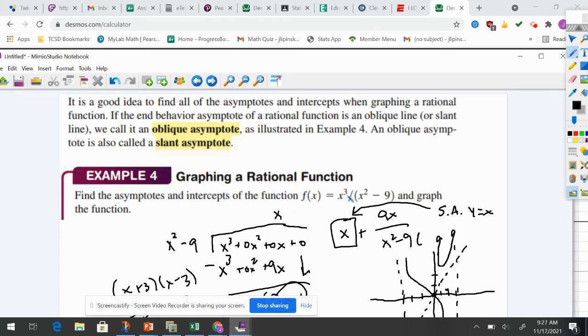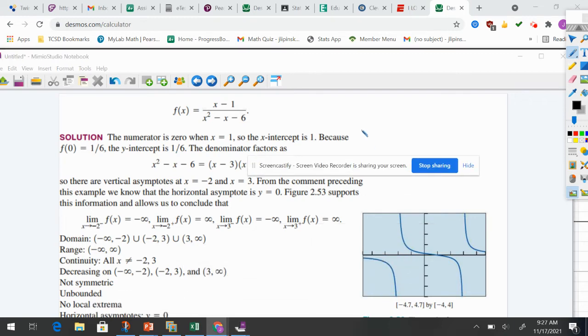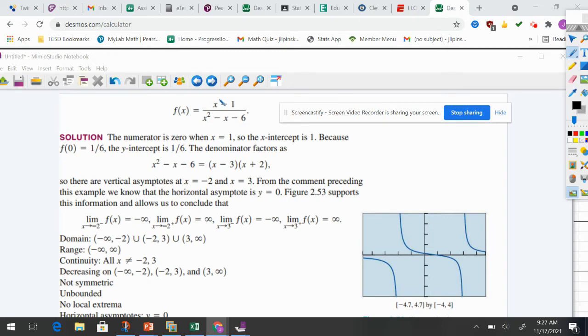How did I know I had to do that? The degree of the numerator on top is larger than the degree of the bottom. So if I take a look at, here's another example: x minus 1 over x squared minus x minus 6. We've done all these problems, so I put the answer here. Again, the degree of the numerator is 1, the degree of the denominator is 2. We should be able to answer all these questions. We go back into domain and range, continuity.